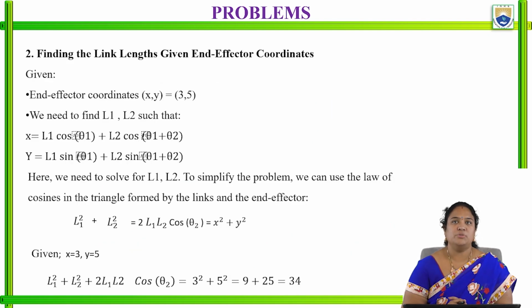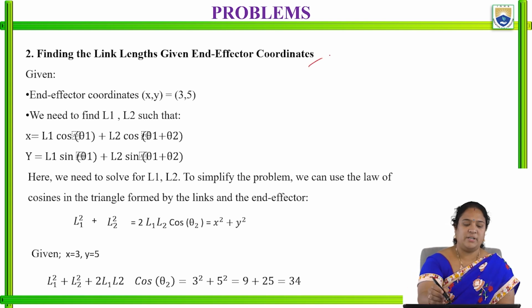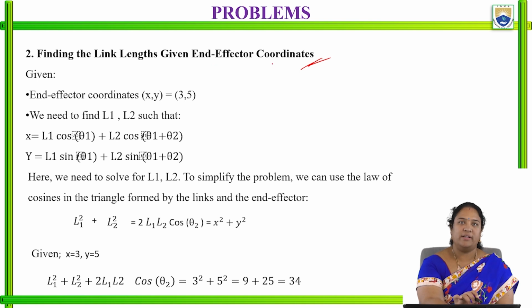Moving on to problem 2, here we need to find the link lengths given the end effector coordinates. Now, moving on to the second determination, we need to find the link lengths for the given end effector coordinates. Here, as we already know, x comma y is 3 and 5. Now, x is equal to L1 cos theta 1 plus L2 cos of (theta 1 plus theta 2), and y is equal to L1 sin theta 1 plus L2 sin of (theta 1 plus theta 2).